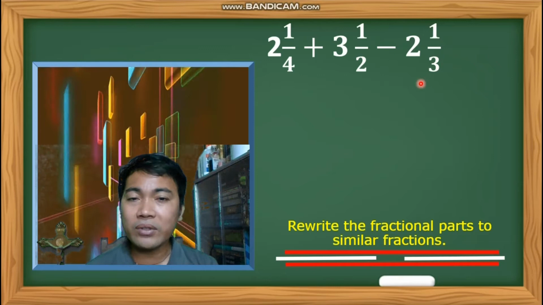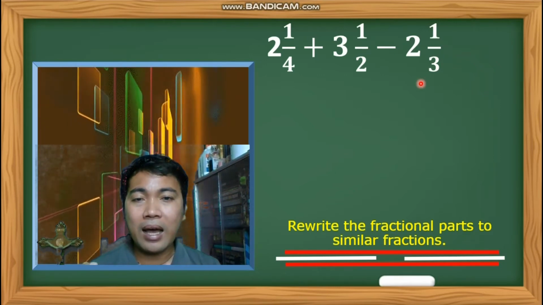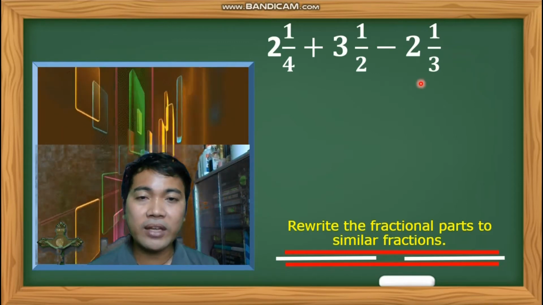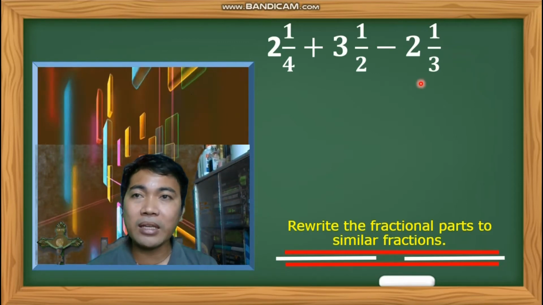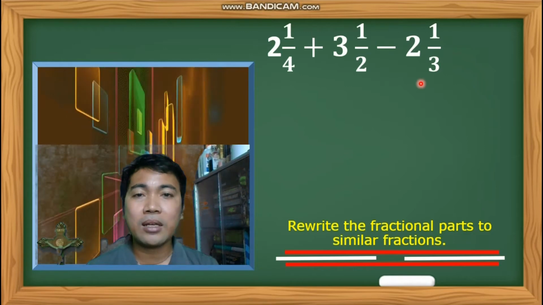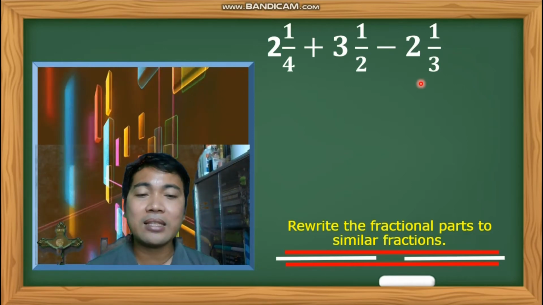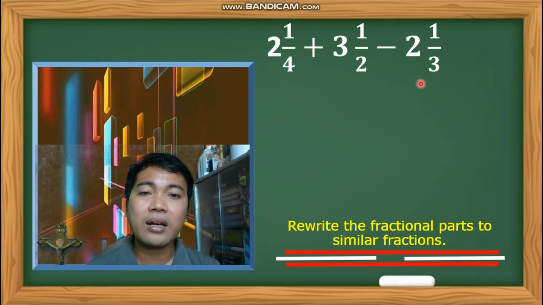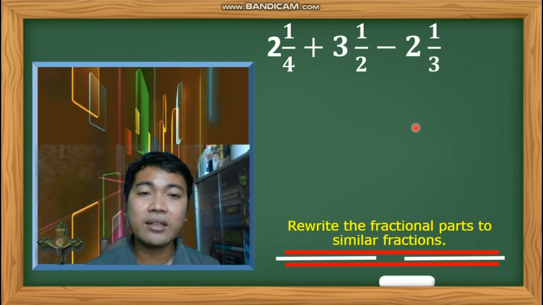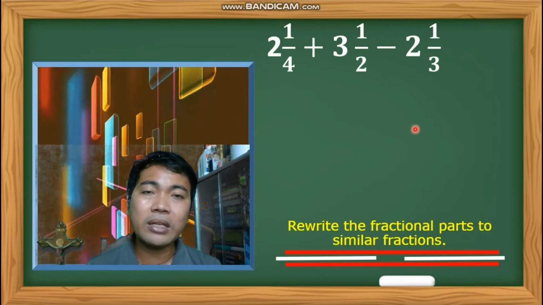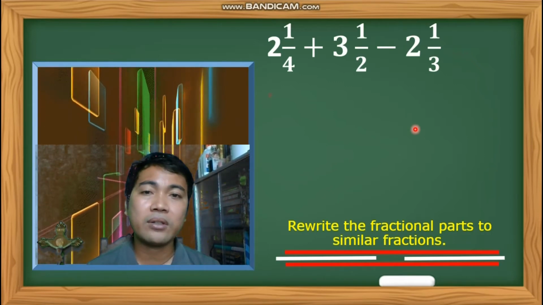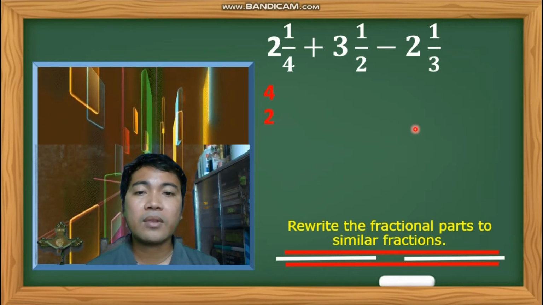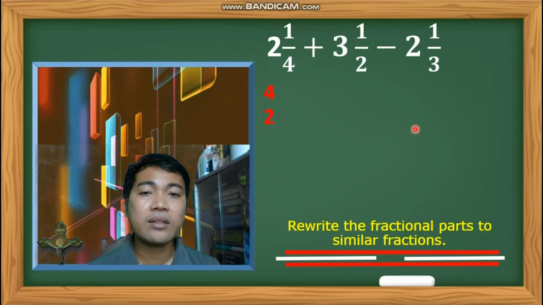So, have you noticed, class, na ang ating denominators ay magkaiba? They have different denominators. Ibig sabihin, if they have different denominators, ang fraction natin ay dissimilar. Hindi sila pareho. They are dissimilar fractions because they have different denominators. So the denominator of the first fraction is 4. And the denominator of the second fraction is 2. Then the denominator of the third fraction is 3.